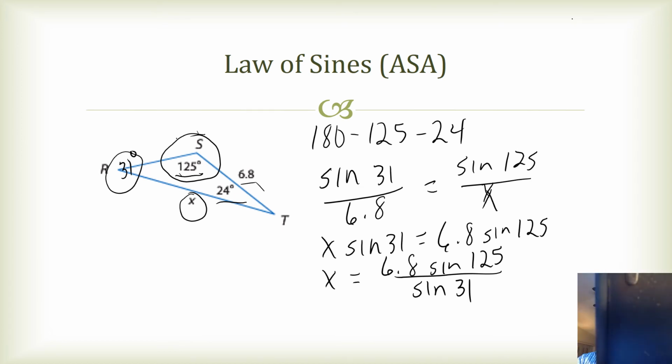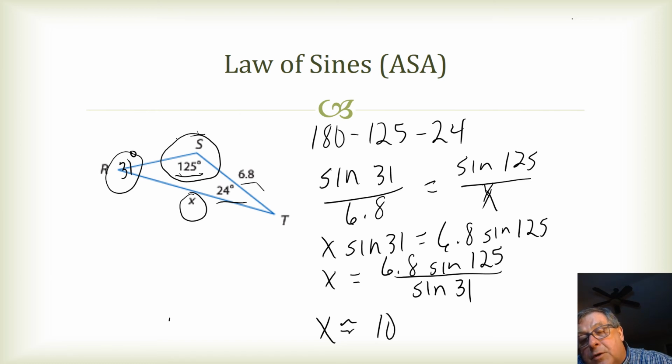Are we ready? 6.8 times the sine of 125, and we're going to divide that by the sine of 31. And we get 10.8152. So if we round that to the nearest tenth, 10.8, x is approximately equal to 10.8. And there we go. A little bit of practice on using the law of sines.